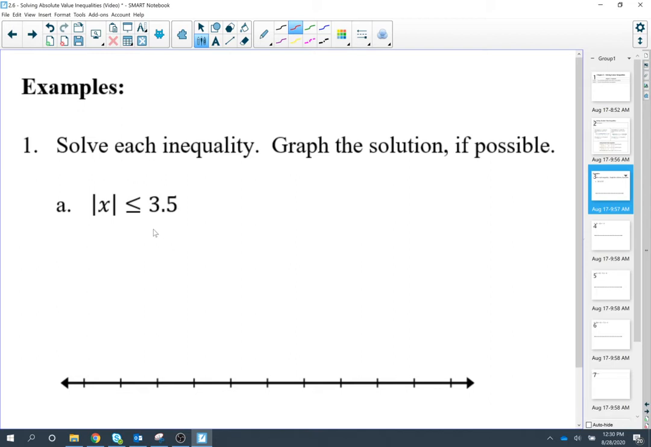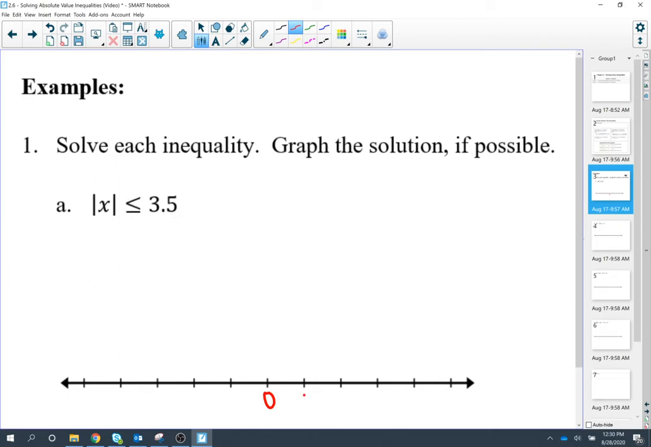Well, before we actually go along with even solving that, let's think about what that would look like on a number line. So the distance between x and 0, and I know it's 0 because there's nothing in here with my x. So if I put 0 on a number line, I'm saying that the distance between any number and 0 has to be less than or equal to 3.5.